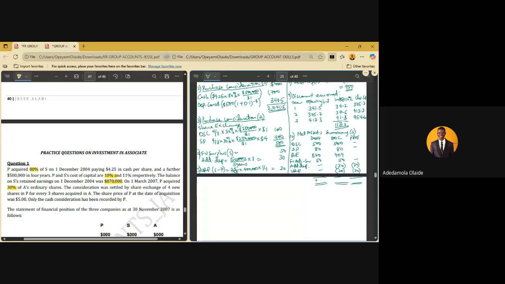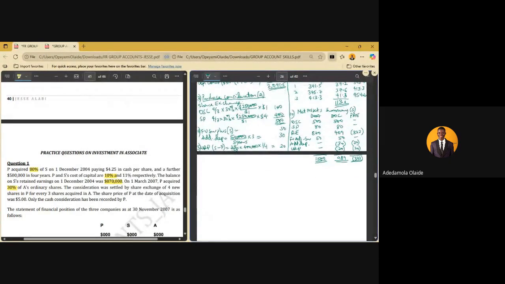For this one, yes, 1,500. What about this? 989. 989. So for this one, the retained earnings post acquisition is negative 322. So what do we have in total? 372 negative. No problem. So we just proceed.